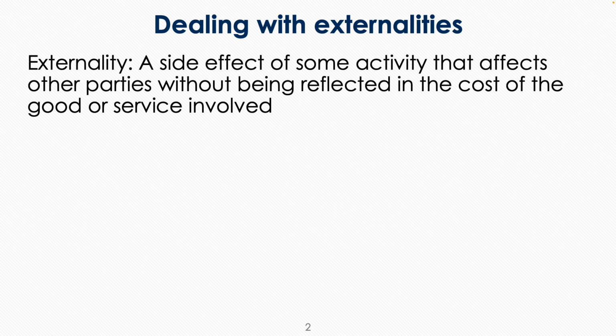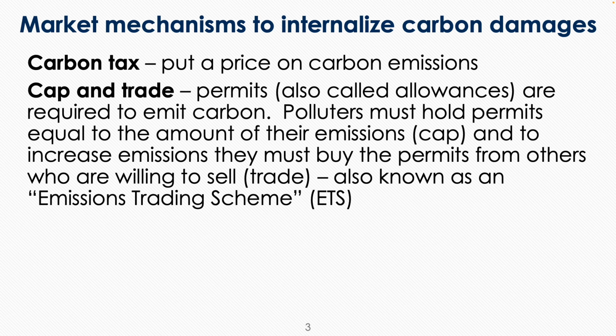Okay, so today we're going to talk about two different mechanisms that let us reflect the costs of an externality to society. That's called internalizing an externality, right? Those two are a carbon tax, where we directly put a price on carbon emissions, and then cap and trade. This is like a permit system, also called allowances. Essentially, as a polluter, you have to have some number of permits to emit CO2. If you want to increase your emissions, you have to buy permits from other people who are willing to sell or trade. This is also known as an emissions trading scheme. So we'll look at a couple examples of that as well.